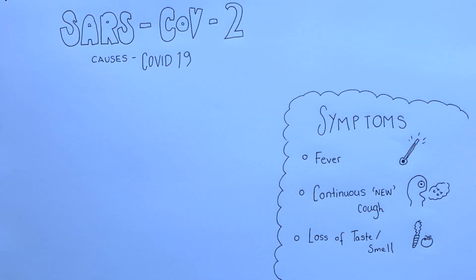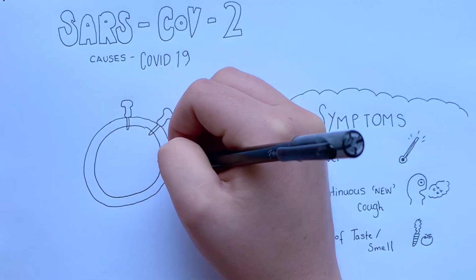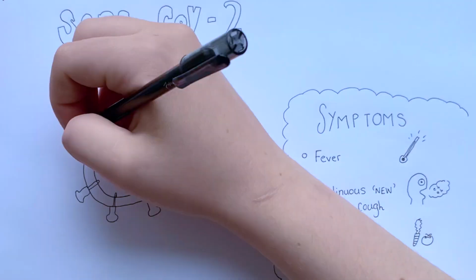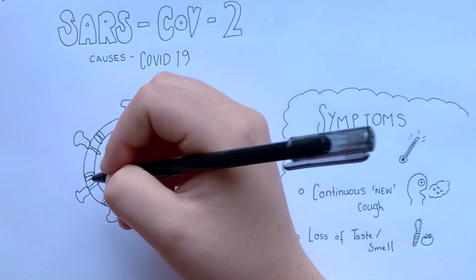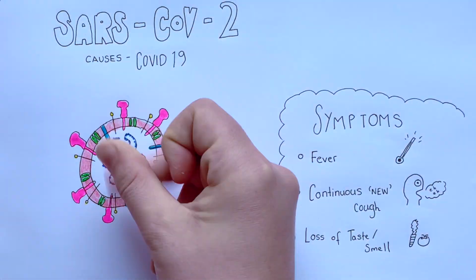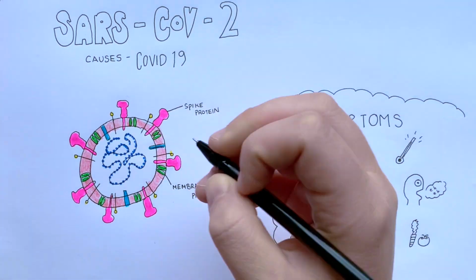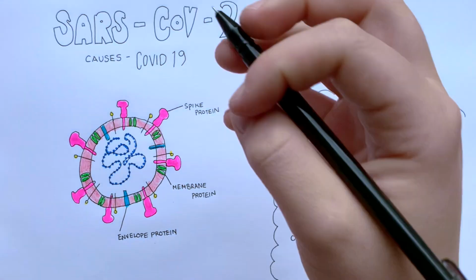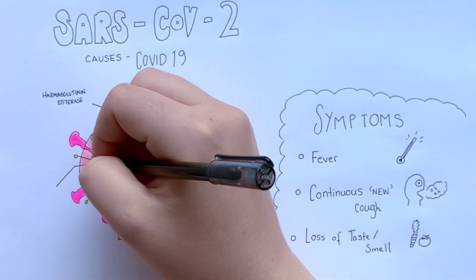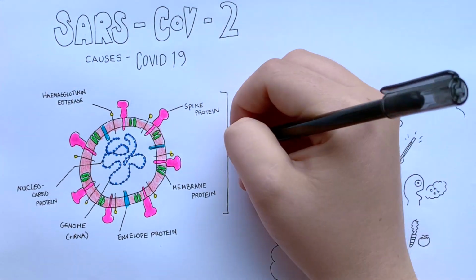So here you'll see me drawing the virus. It's quite a large virus. It's about 50 to 200 nanometers in diameter, which is really small. Think that we can really only see down a microscope to about 5 microns. So you won't be able to see this under a microscope at all. Some important proteins to note that I'm labelling here is the spike protein, which is really important for the entry of this virus, and its genome is positive sense RNA.